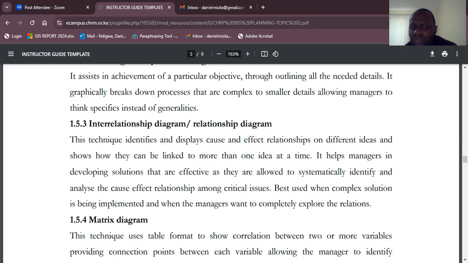And this relationship will help managers to ensure that at the end of the day, they are able to understand those relationships and can also implement some of these relationships.